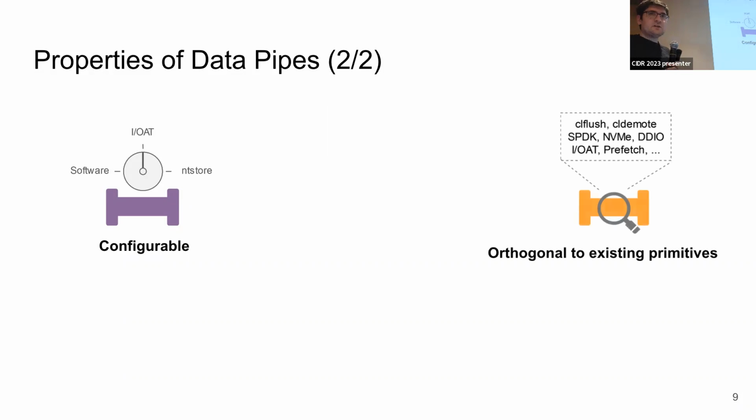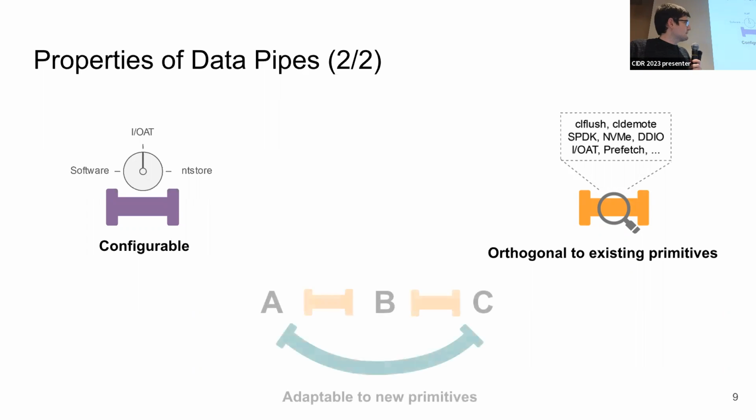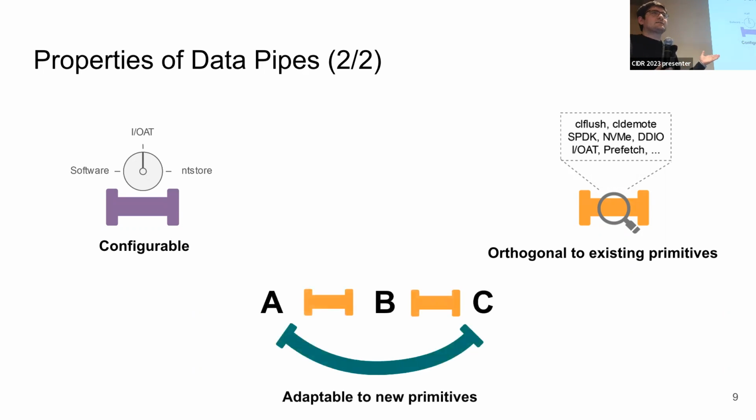Then it's also orthogonal to existing primitives. The pipes don't care what primitives the system is actually capable of. So we can use what is already there. But on the other hand, if hardware vendors come up with new data movement primitives in the future, which we would very much like, we could just adapt to that as well and introduce new pipes for those primitives.